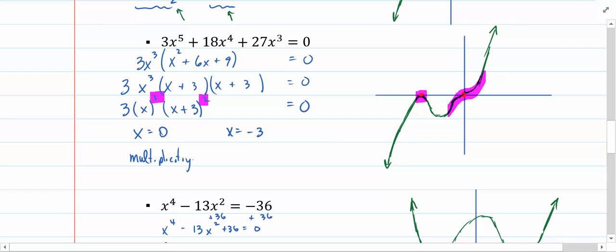The multiplicity is 3 for that example, and the multiplicity is 2 for this example, and had a power of 2, and so on.